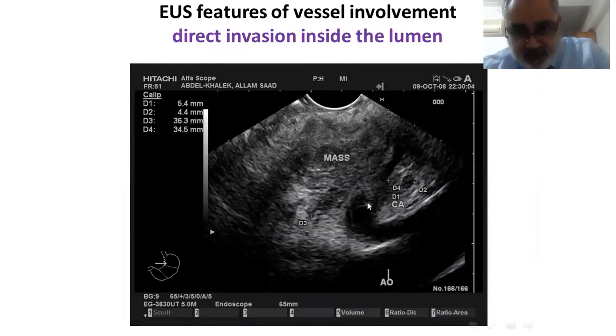Here there is loss of the interface, and this is mostly invasion of the vessel by the mass. It is not a thrombus. Mostly it is not a thrombus, and it is a direct invasion because this area has the same echogenicity as the original mass. So mostly it is a part of the mass. If it is a thrombus, it may be slightly hypoechoic if it is recent thrombus, or slightly hyperechoic if it is an old thrombus.